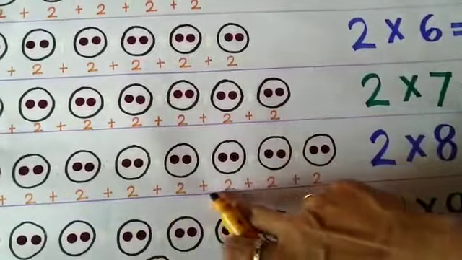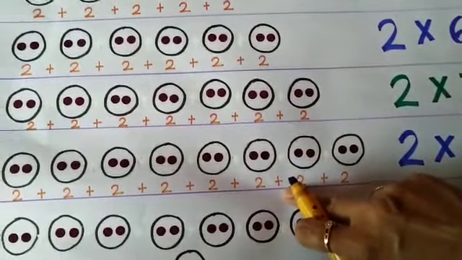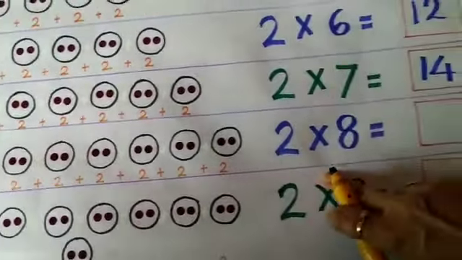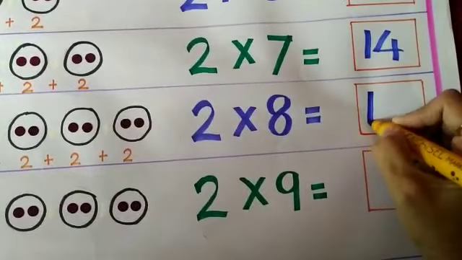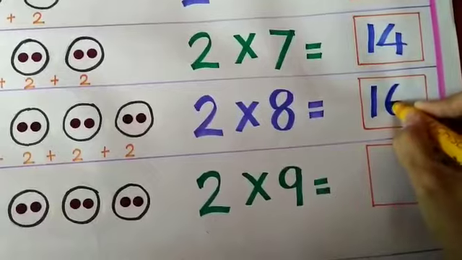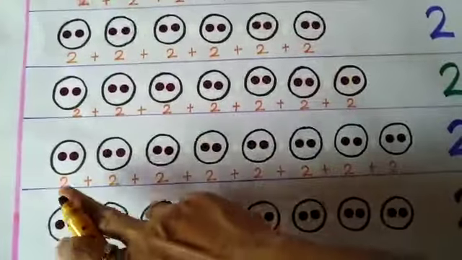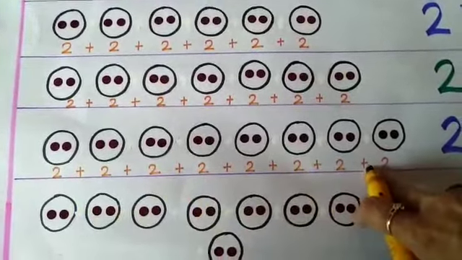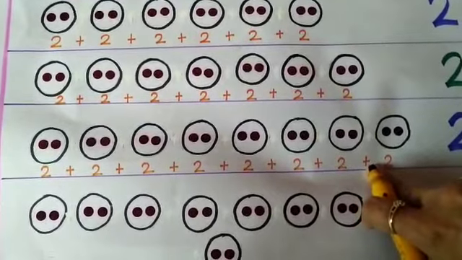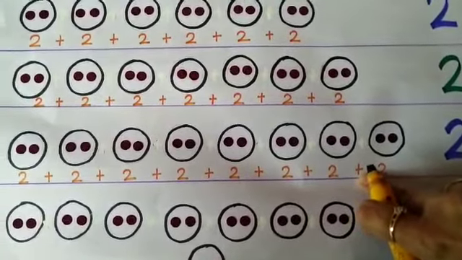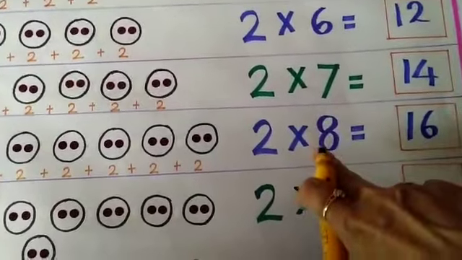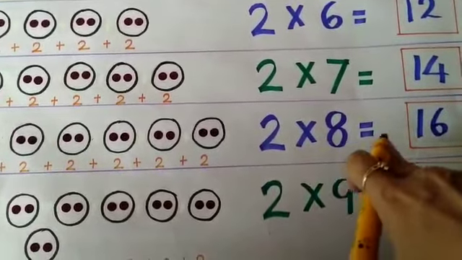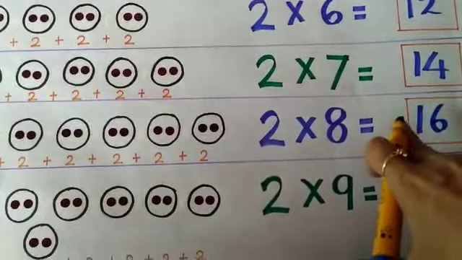So now 2 bindis you are going to take 8 times and they are going to become 16. So 2 8s are 16. See, counting this 2 so many times is so boring, isn't it? And it is difficult to count also. So this is the easiest way. Multiplication is the easiest way for repeated addition.